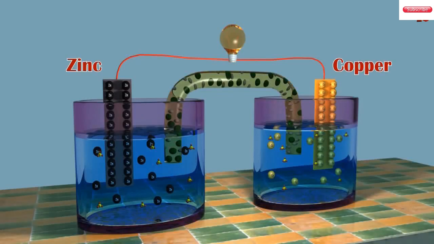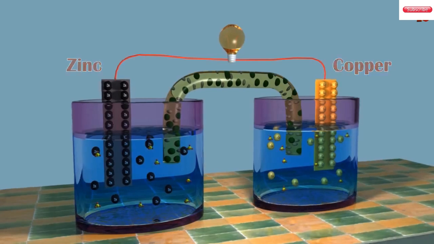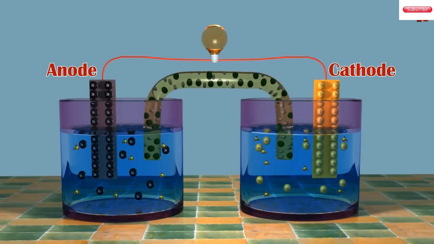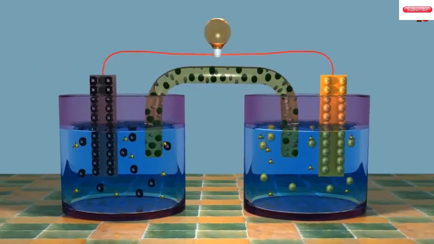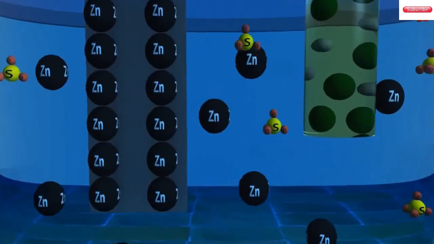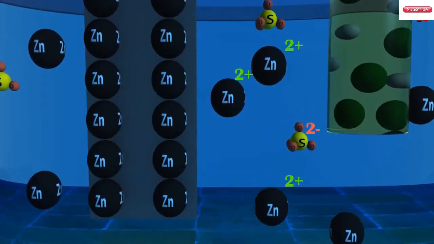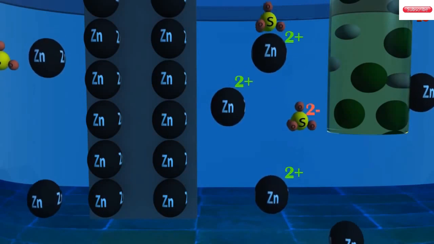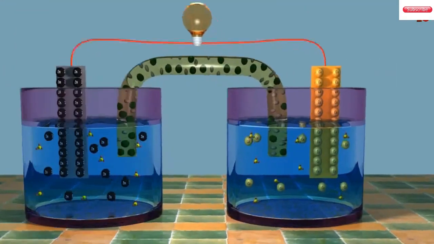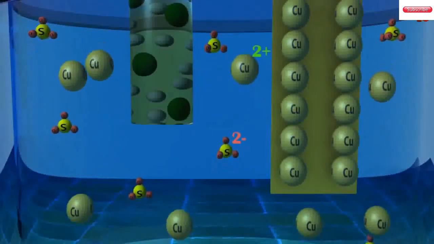A useful galvanic cell can be constructed by using zinc and copper. The anode is a zinc bar placed into a zinc sulfate solution. And the cathode is a copper bar placed into a copper 2 sulfate solution.